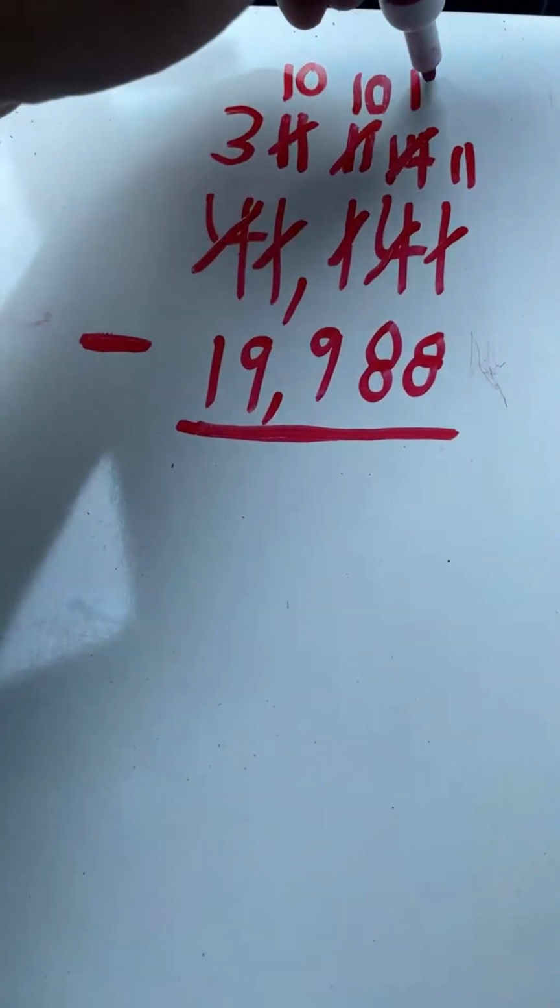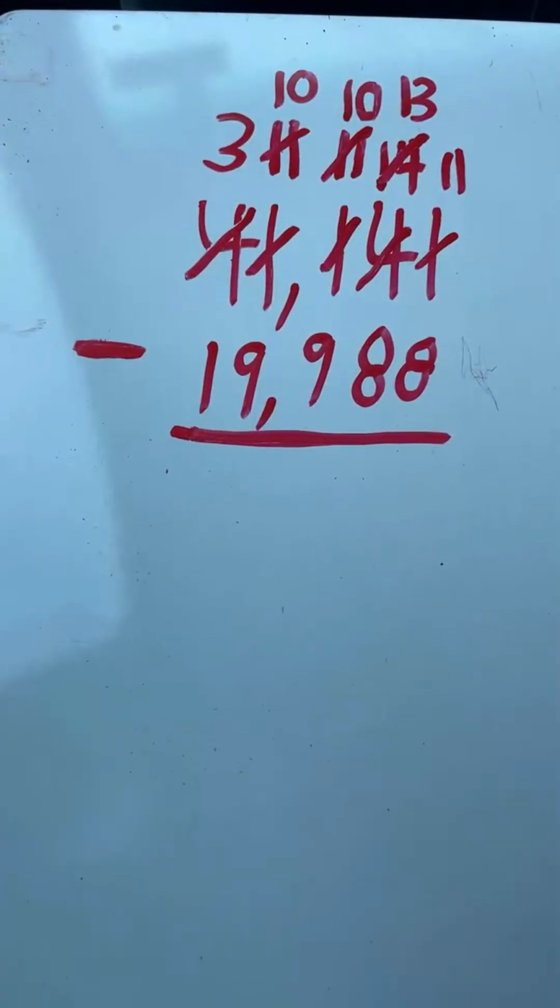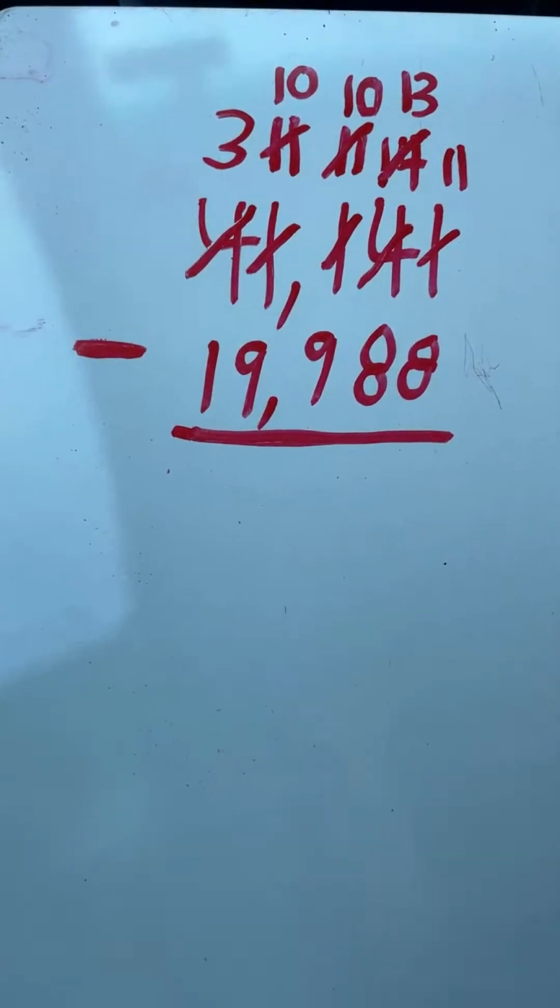Next, we go to the ones place. You can't start out with 1 and take away 8, so we regroup. That 1's going to become an 11, and that 14 is going to become a 13. It's always add 10, take away 1. So now we are ready to subtract.